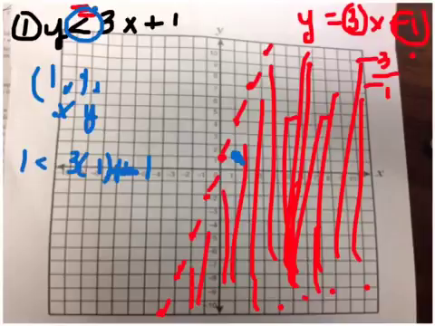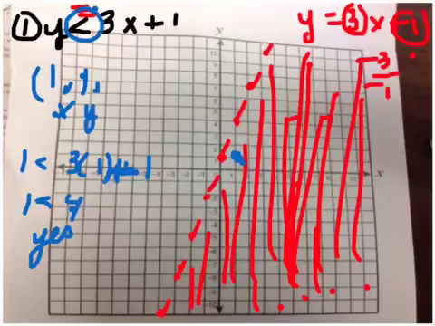3 times 1 is 3, plus 1 is 4. Is 1 less than 4? Yes. So the point that I chose is definitely where the solutions are. It works in the equation. That's why we shaded over here where we did.